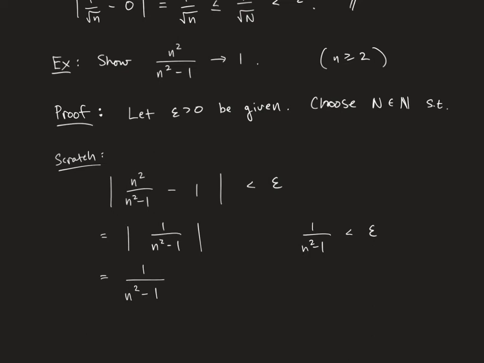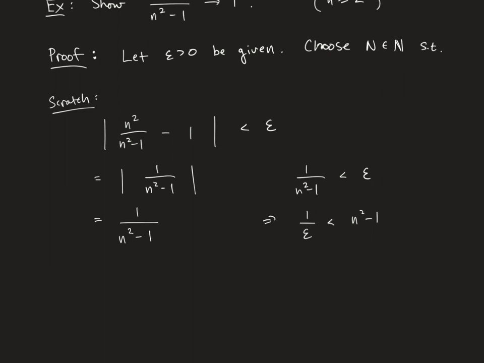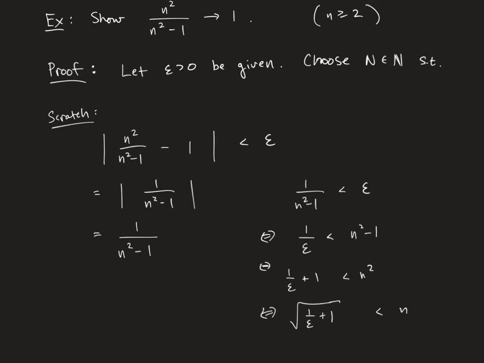So kind of solve this inequality for n. What we find is 1 over epsilon needs to be less than n squared minus 1, or that n squared needs to be bigger than 1 over epsilon plus 1, or finally that n needs to be bigger than the square root of 1 over epsilon plus 1. Okay, so that's how we're going to choose our capital N. So you can start at any natural number which is bigger than that quantity there.